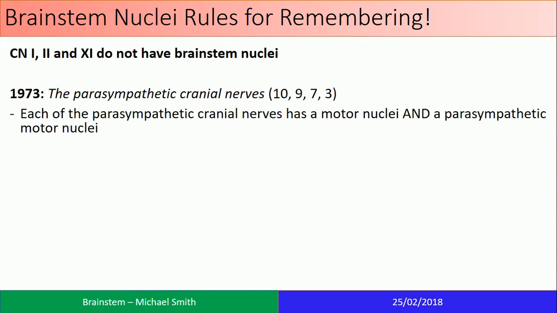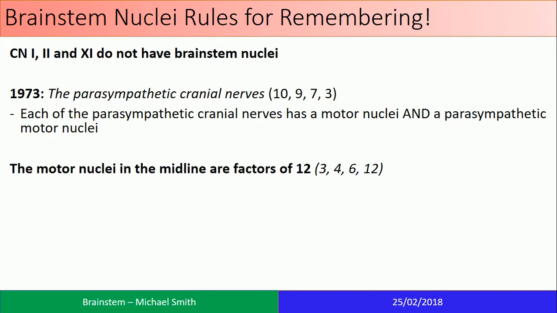So it's important to know which ones are parasympathetic, because each of our parasympathetic cranial nerves has both its own motor nucleus and a parasympathetic motor nucleus, because it has two different functions.